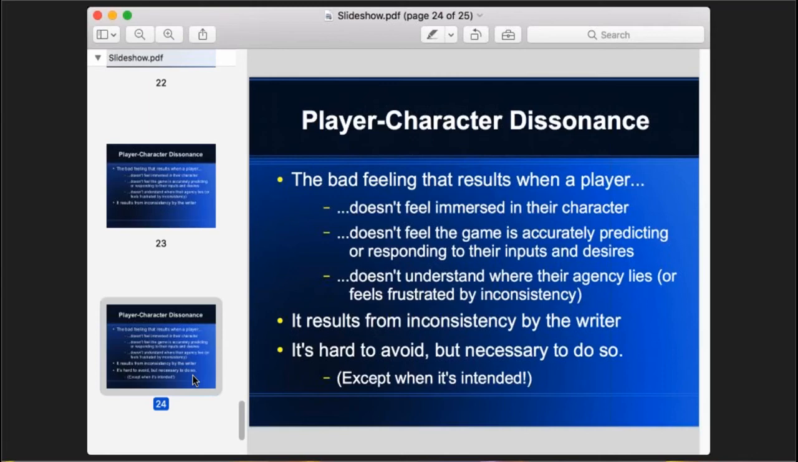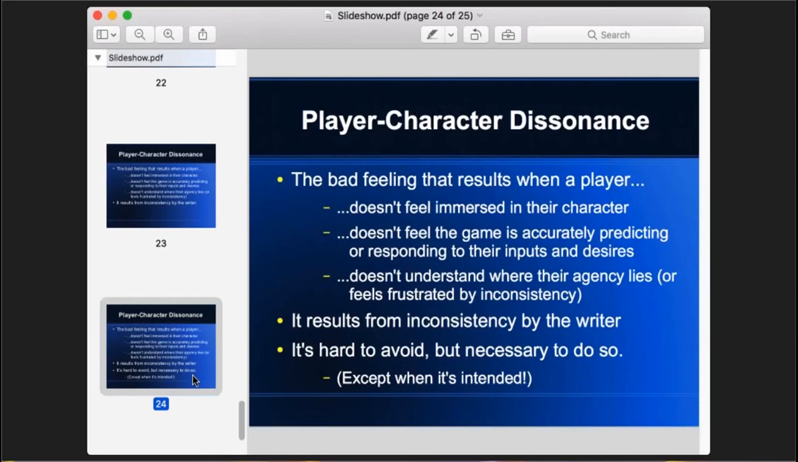That said, there are times when player-character dissonance is a thing you want to go for. Like anything, a lot of times you'll see this used as a metaphor for conflict within the character's own mind.